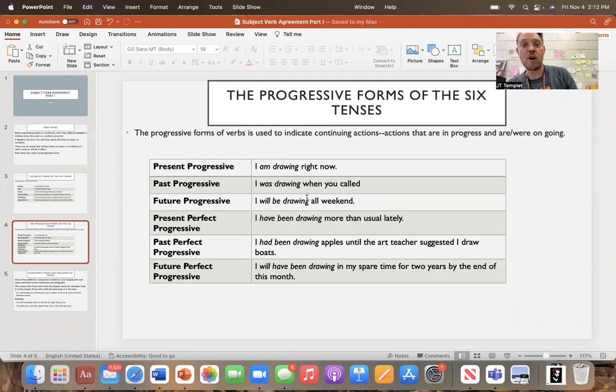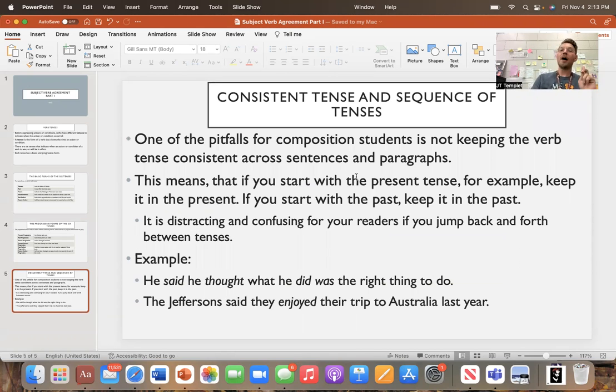Past progressive, I was drawing when you called, and so on and so forth. Future progressive, I will be drawing all weekend. Present perfect progressive, notice it has that form of has, have, or had, but it's also adding the linking verb to be, whether is, are, was, were, whatever it is in between, right? I have been drawing more than usual lately. Past perfect progressive, I had been drawing apples until the art teacher suggested I draw boats. And future perfect progressive, I will have been drawing in my spare time for 2 years by the end of this month.